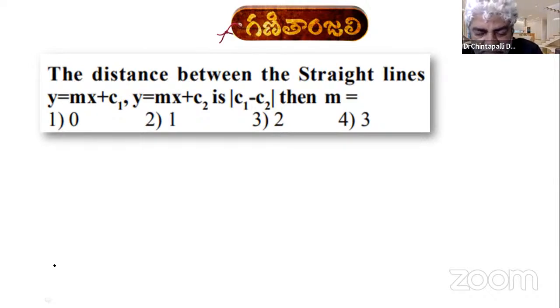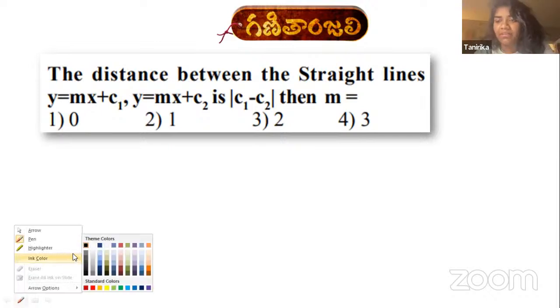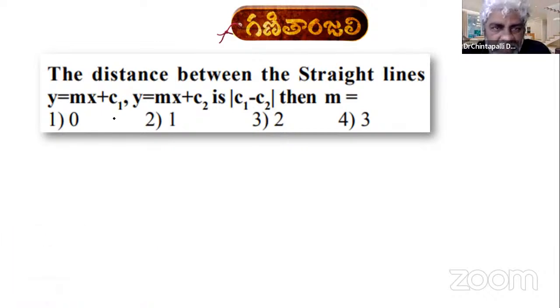Can you ask this question? The distance between the straight lines y equals mx plus c1 and y equals mx plus c2 is 1, then m is. First of all, please check whether those two lines are parallel or not. Are these two lines parallel? Yes, sir. How can we say? The x coefficient and the y coefficient are same, and only the constants are changing. Very good.